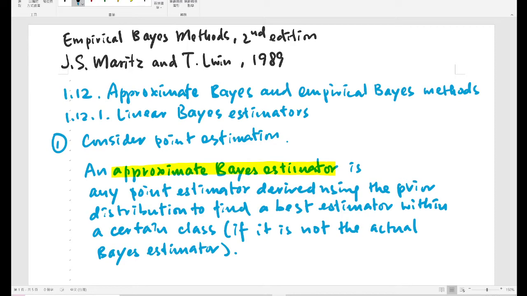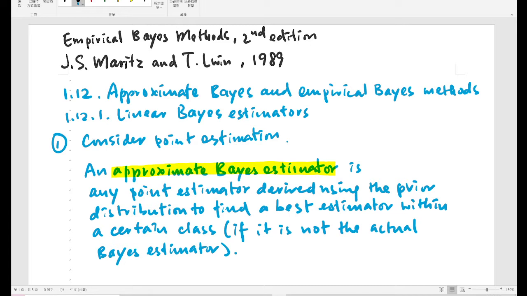In this video, we will consider a particular class of Bayes estimators, linear Bayes estimators. In fact, it is session 1.12 of our reference book, Empirical Bayes Methods, second edition. This session is about approximate Bayes and empirical Bayes methods, and this video will be about part of this session. First, we will consider point estimation, but in fact, the idea could be extended to other types of decision.